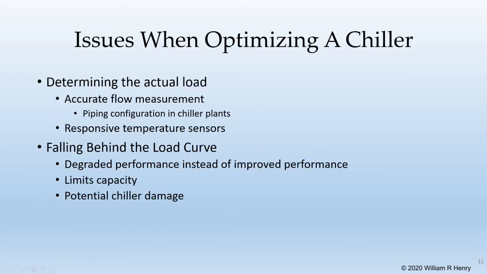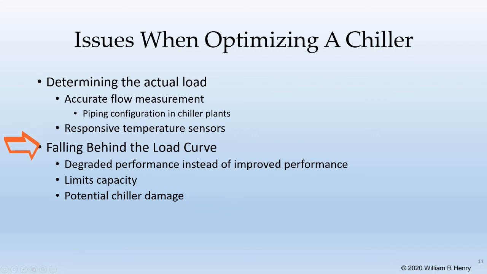When optimizing a chiller, we need to recognize a few issues that may create problems. Measuring the actual load accurately can be difficult due to the configuration of piping and pumps of the chilled water distribution loop. You also need responsive and reliable temperature sensors. I have actually found that it is much easier to measure the flow in the condenser water loop and prefer to optimize the condenser water based on heat rejection, but it can be done either way.